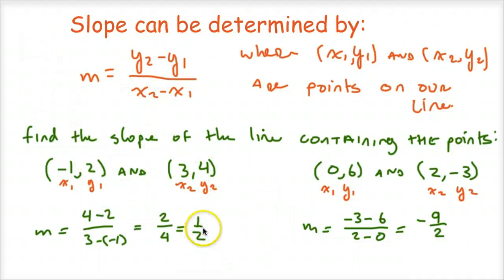Anyway, so slope can be a fraction, and we want to keep it as a fraction because it's going to describe our rise over run. And so I want to think of that top number as rise, bottom number as run. So I want to keep it like a fraction.